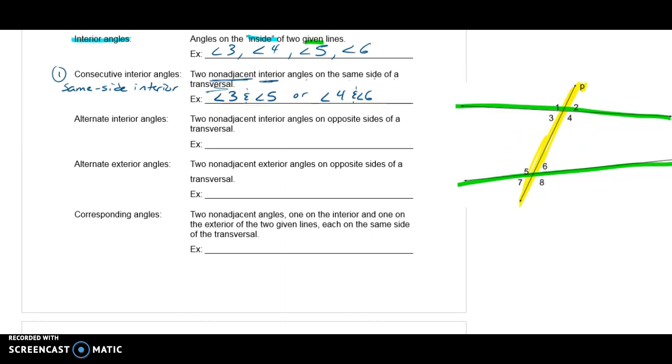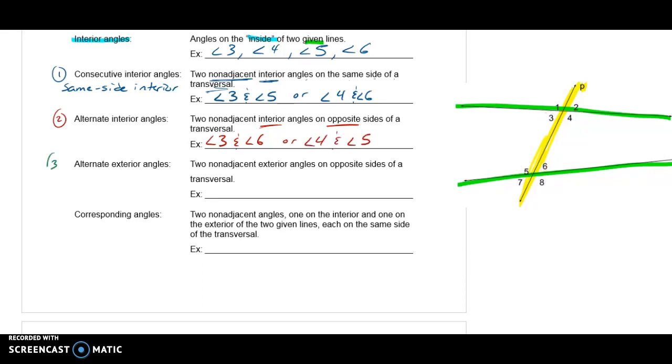The second one, alternate interior angles. There are two non-adjacent interior angles on opposite sides of the transversal. So interior, opposite sides, for example, this one and this one, or this one and this one. So angle 3 and angle 6, or angle 4 and angle 5.